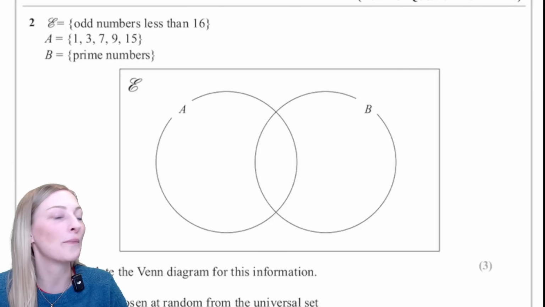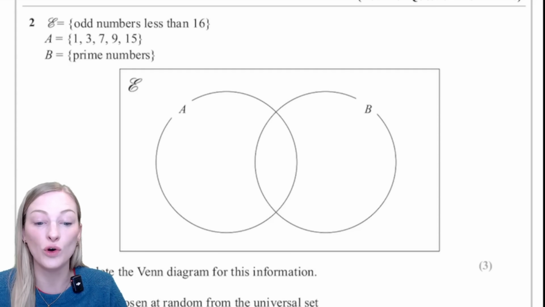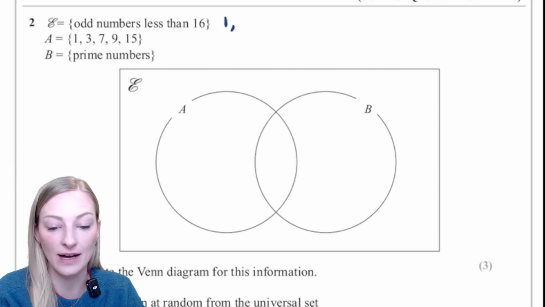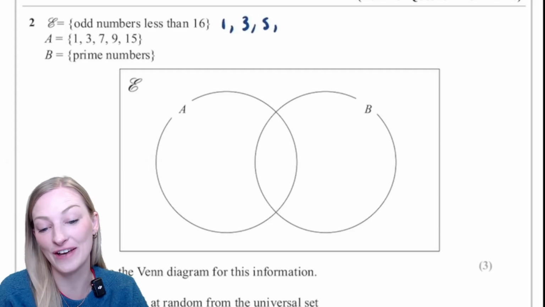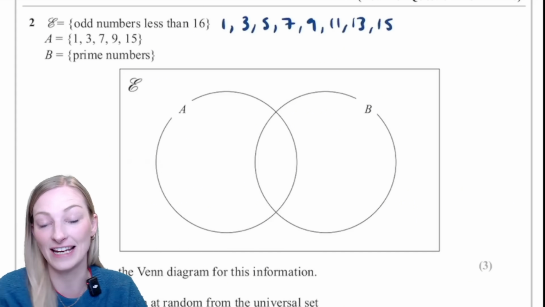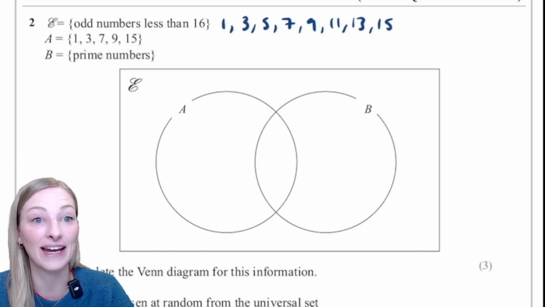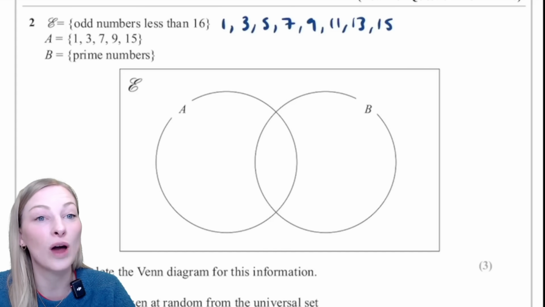Question number 2, and we are told that the universal set is all the odd numbers less than 16. So that is all the numbers you know about in the universe right now. 1, 3, 5, 7, 9, 11, 13, and 15. That is your universal set. Now set A is the numbers 1, 3, 7, 9, and 15, and set B is all our prime numbers.